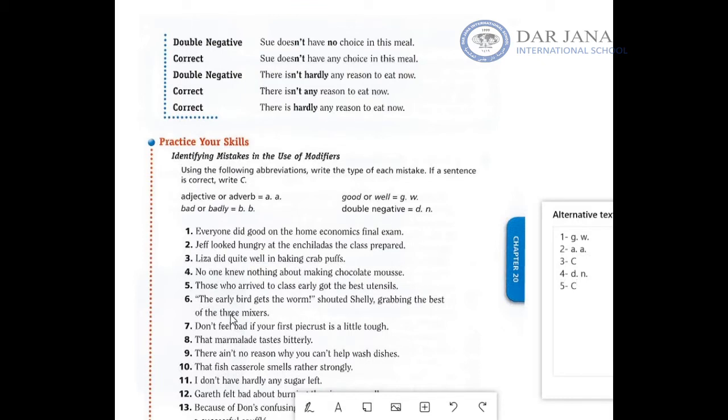Look at sentence number 6. The early bird gets the worm, shouted Shelley, grabbing the best of the 3 mixers. The word early here is used as an adjective. It modifies the noun bird. It tells us what kind of bird or which bird. So sentence number 6 is correct also.